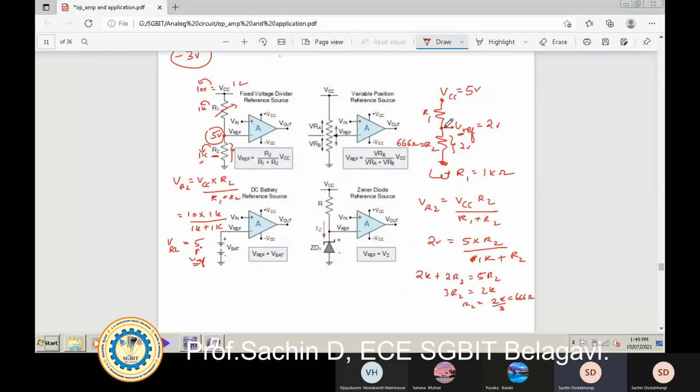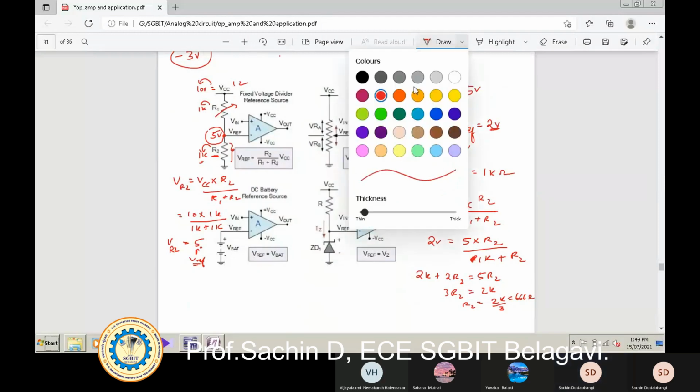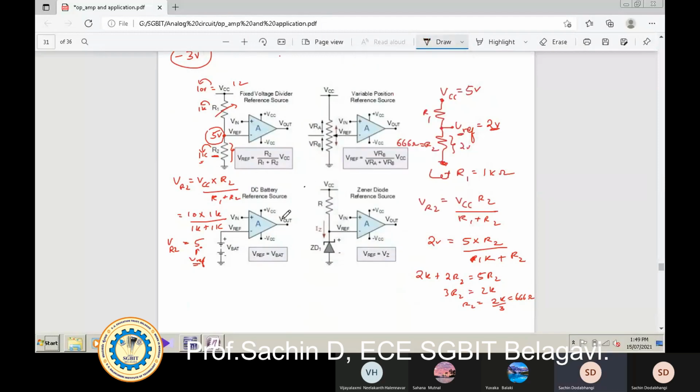Getting it? If the reference voltage is fixed to be 2 volt, from where do I need to get this 2 volt then? We get it from a voltage divider circuit, or else you can see some other circuit here. This is my third circuit. I will go with another color. Look at this diagram. I am circling it, see. Right here, how you got this V reference? Directly from battery. Take a battery and set the battery voltage to 2 volt. Then the reference voltage will be 2 volt.